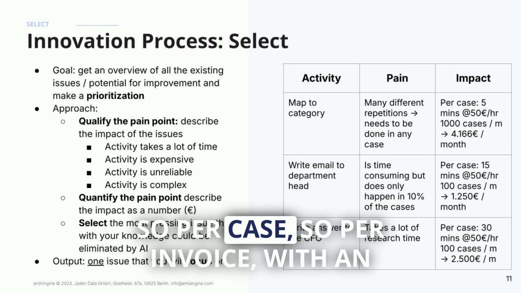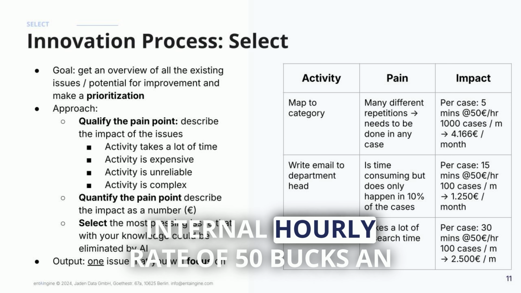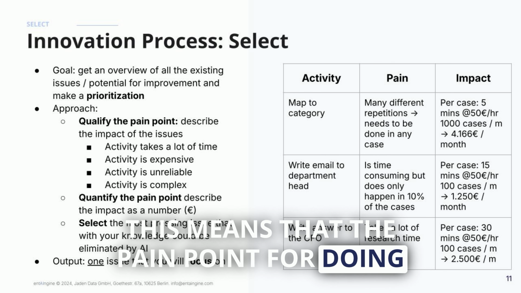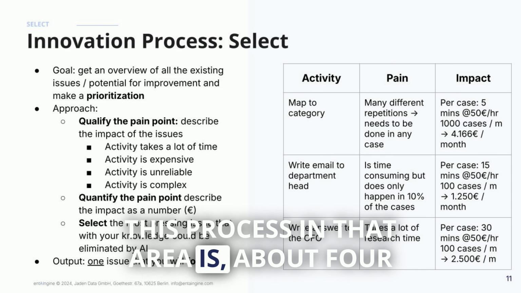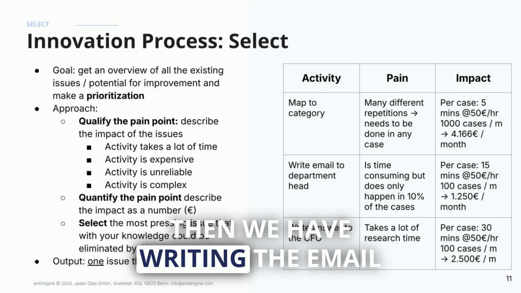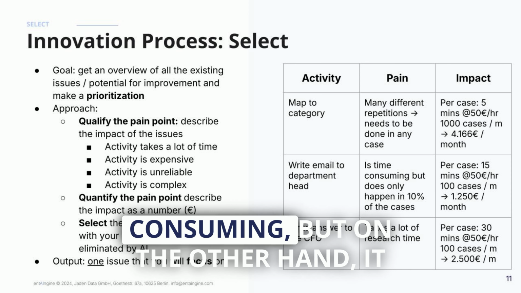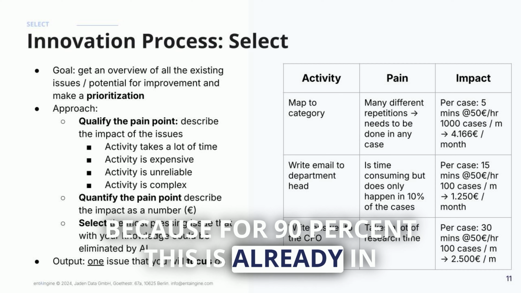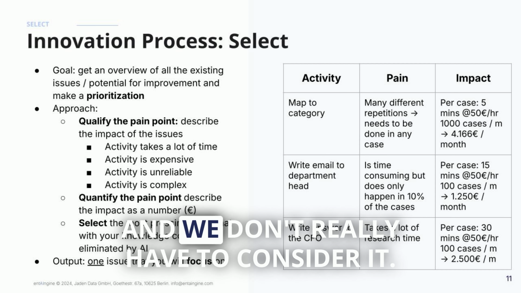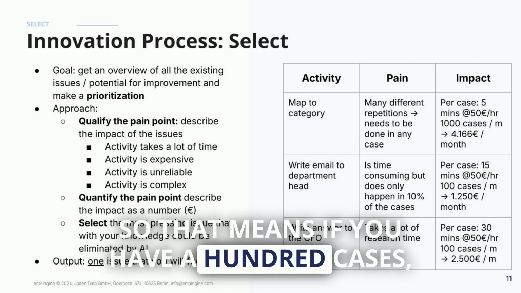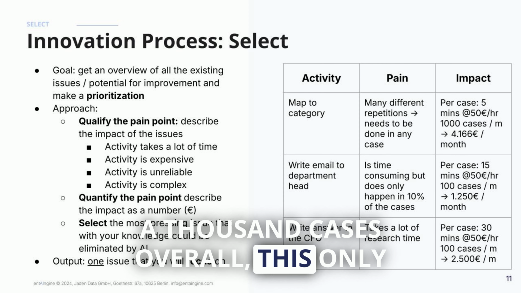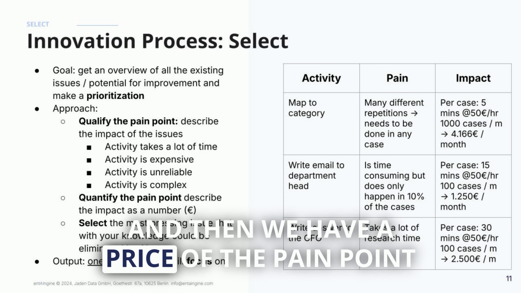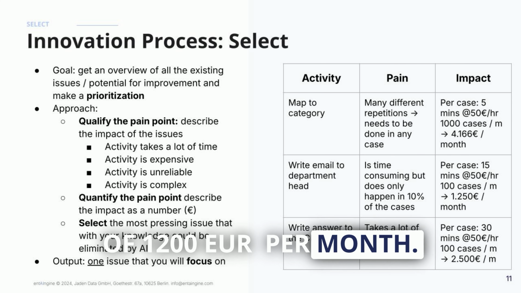So per case, so per invoice, with an internal hourly rate of $50 an hour and 1,000 cases a month, this means that the pain point for doing this process in that area is about $4,000 a month. Then we have writing the email to the department. This process is time consuming, but on the other hand, it only happens in 10% of the cases, because for 90%, this is already a standing invoice with a standing order, and we don't really have to consider it. So that means if we have 1,000 cases overall, this only happens in 100 cases, but it takes 15 minutes per case. And then we have a price of that pain point of $1,200 per month.